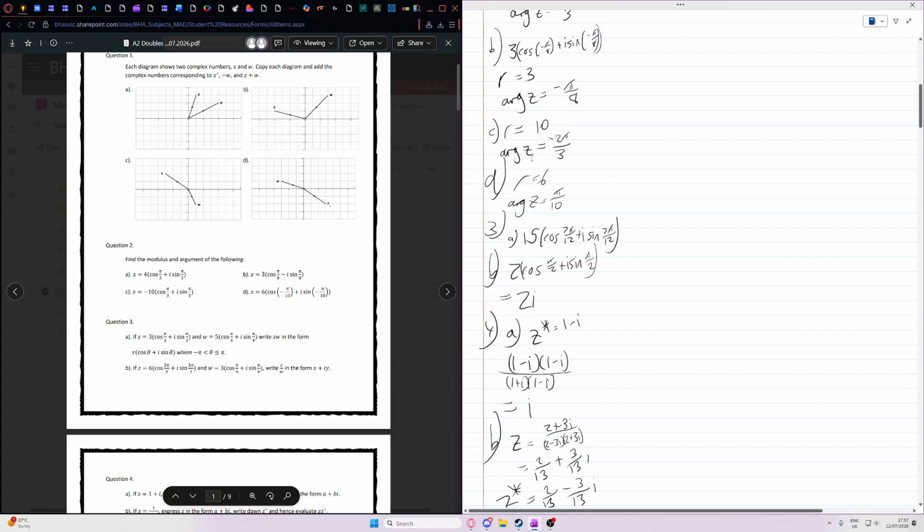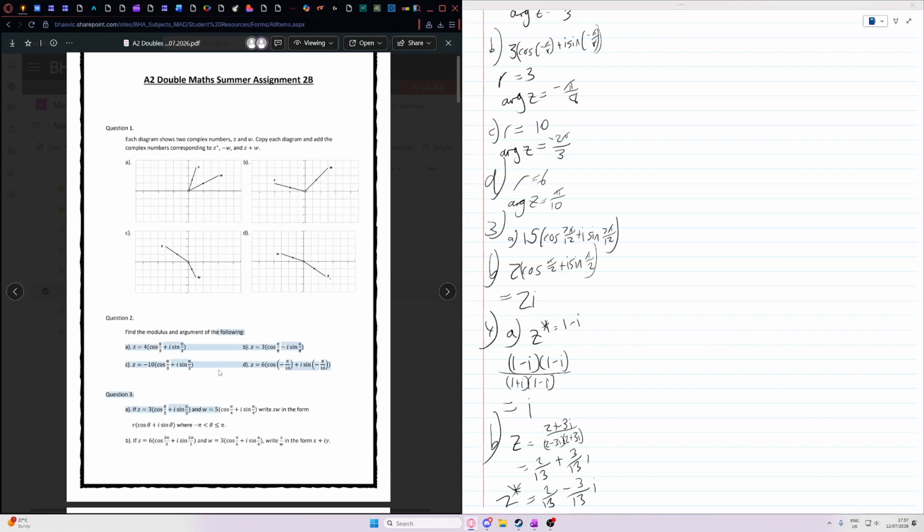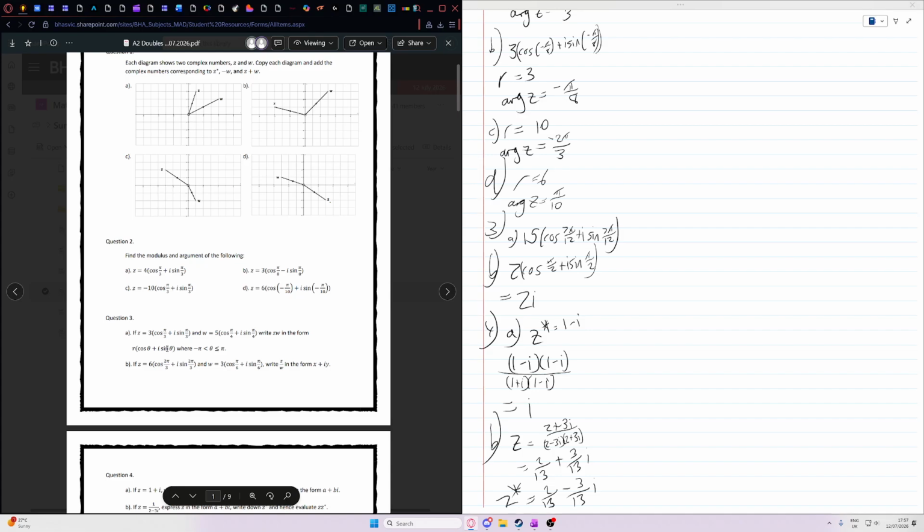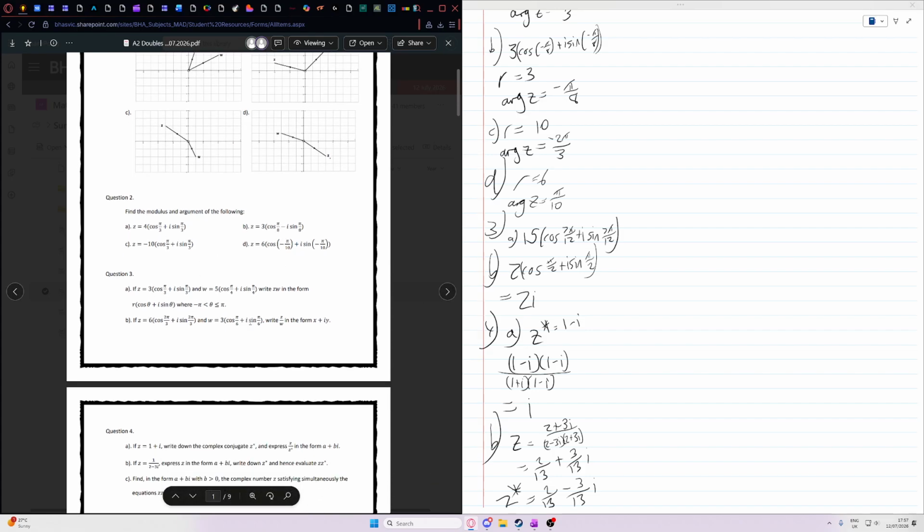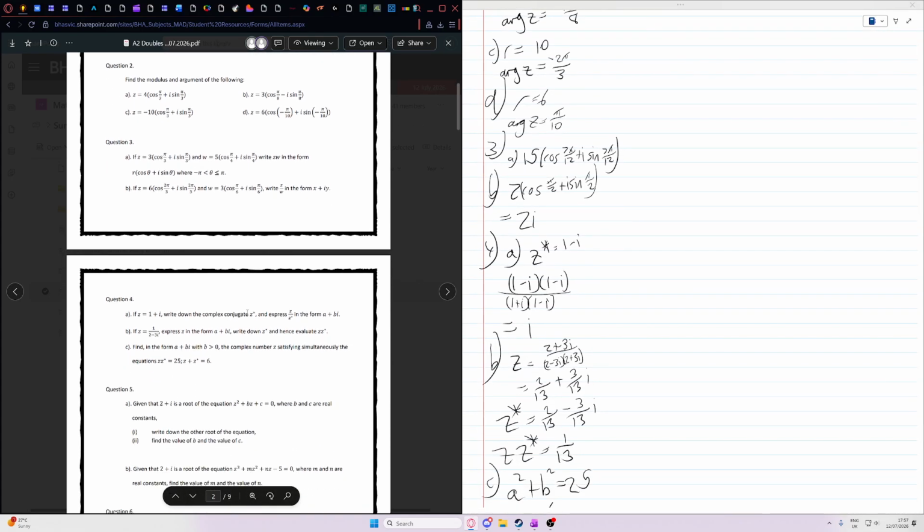Question 3. This is just going to be, for the modulus you multiply them, and for the arguments you add them. Part B, same thing, you just divide the moduli and then subtract the arguments. Question 4.